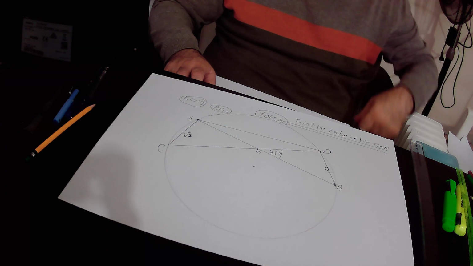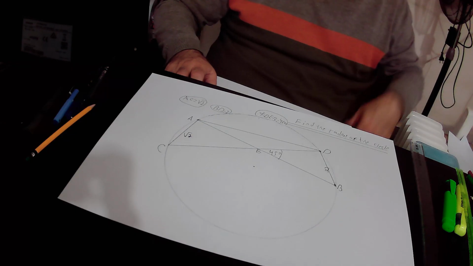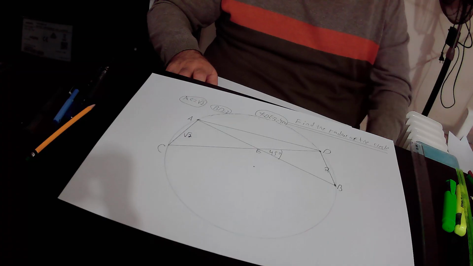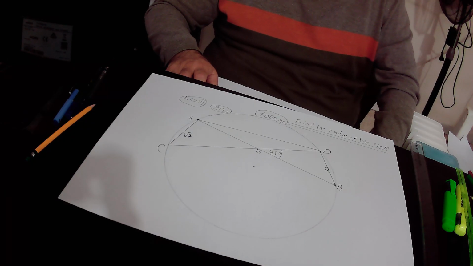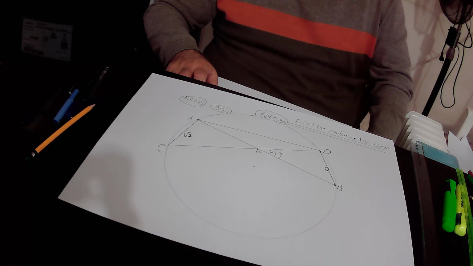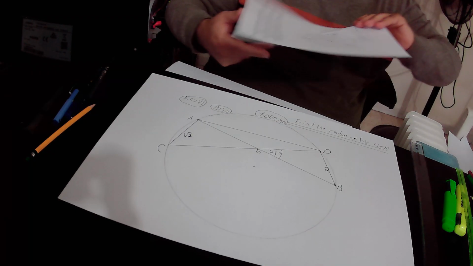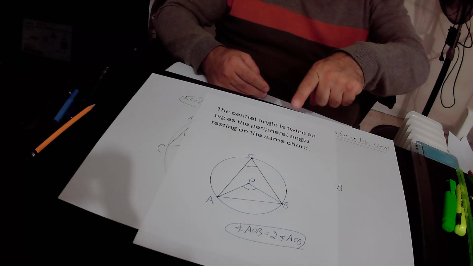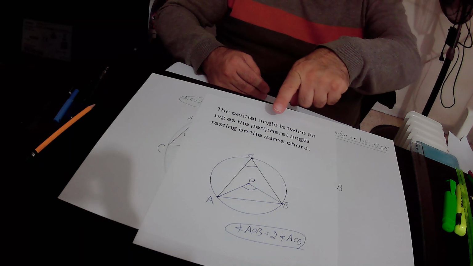So we'll use two rules in order to solve the question. The first rule is that the central angle is twice as big as the peripheral angle resting on the same chord. Read the rule again. The central angle is twice as big as the peripheral angle resting on the same chord.